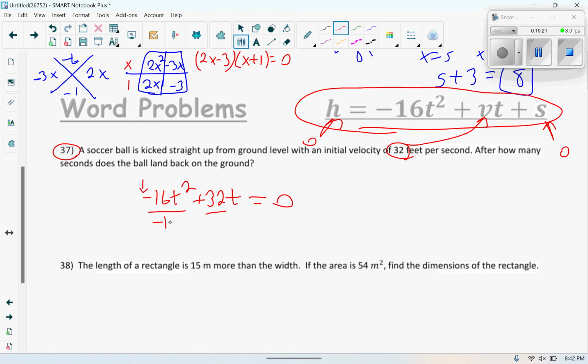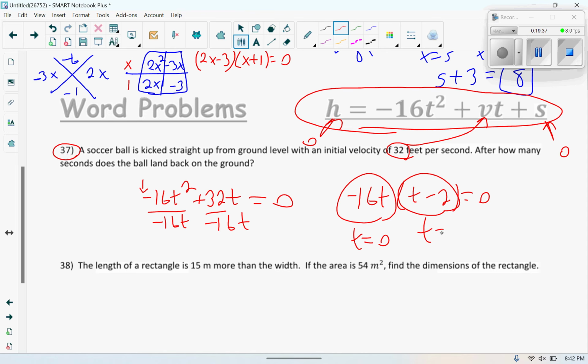So let's see, I'm going to take out a negative 16, and I'm also going to take out a t. So I have negative 16t. That's going to leave me with a t minus 2. And when I set this equal to 0, I get t is equal to 0. And when I set this equal to 0, I get t is equal to 2. So my answer would be 2 seconds.